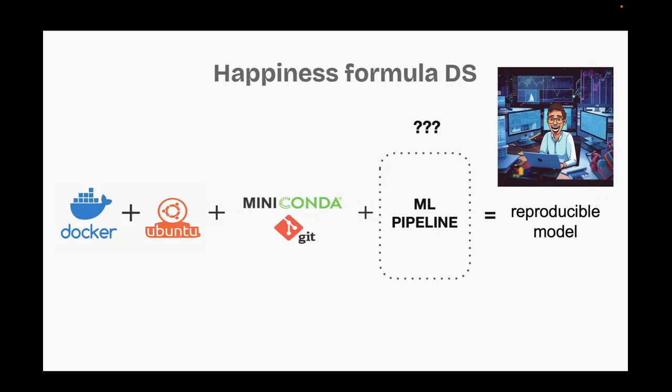Then we install core tools inside of it, like Git. And if you don't use pip, for example, you could use Miniconda. And the last component is what is called an ML pipeline, a structured pipeline to organize model stages and ensure seamless reproducibility. With this setup, we eliminate dependency conflicts, improve collaboration, and make it easy to reproduce results, bringing us one step closer to data science happiness.